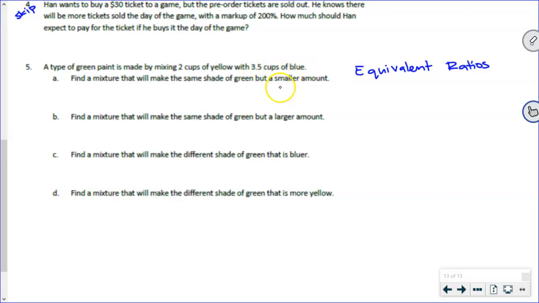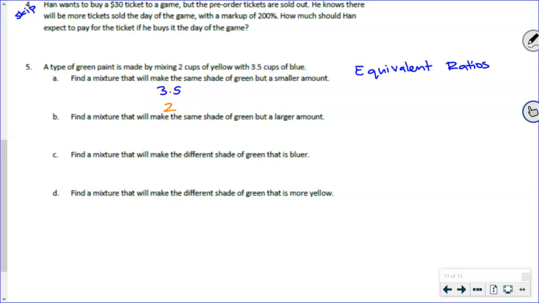However, I don't want as much paint. I'm not going to be using 2 cups plus 3.5 cups. I'm going to use a lot less. So how can I keep this ratio the same but use a smaller amount? Again, I'm going to set up the first one for you, and then I'm not going to do any more. We have 3.5 cups of blue and 2 cups of yellow.